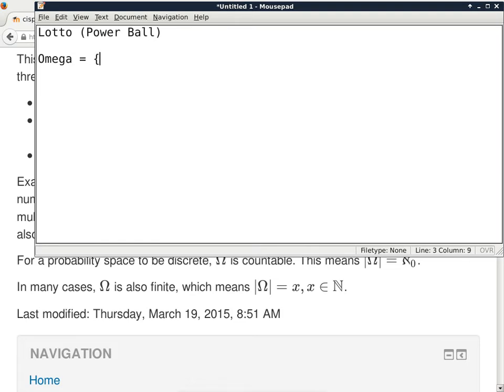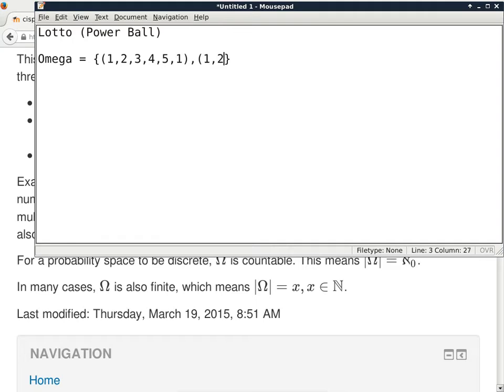So omega will be a set of all possible combinations of the lucky number plus one Powerball number. I'm just giving you an example here: 1, 2, 3, 4, 5 as the lucky number, and then plus 1 as the Powerball number. The Powerball number is independent from the lucky number, so the same number can be a part of the lucky number and also can be the Powerball number at the same time.